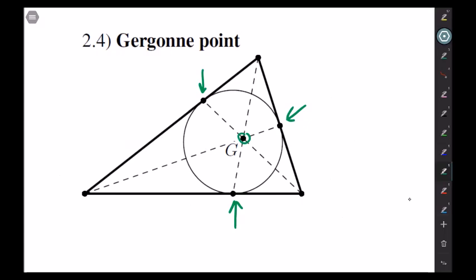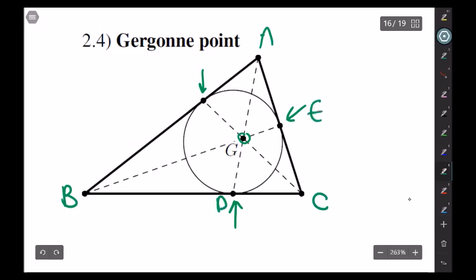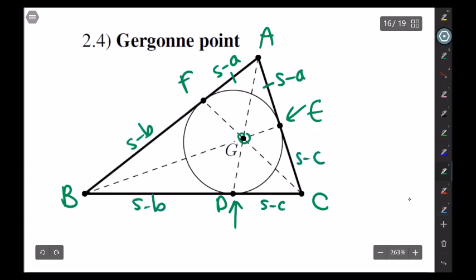Okay, do you guys remember? Let me call these ABC, and let's call these points DEF. Can someone tell me the measurement of AF? Does anyone remember how to calculate AF? Yes, it's equal tangents. This one is S minus A, where S is the semi-perimeter. BF is S minus B, and this one is S minus C. Do you remember this? Yes, where S is the semi-perimeter.